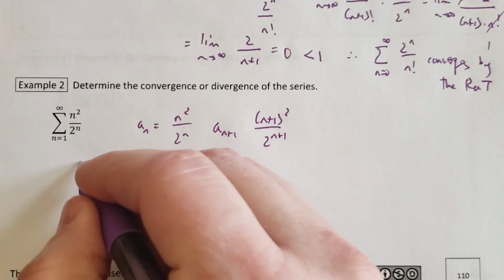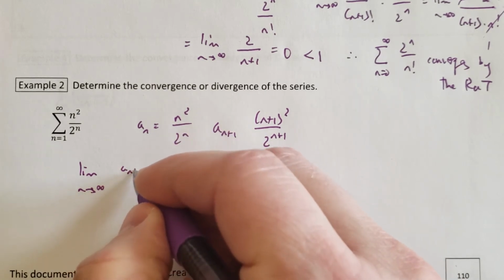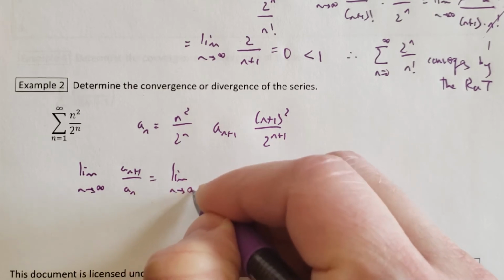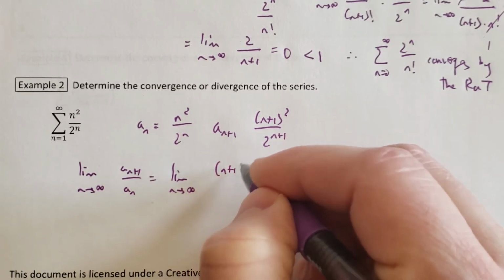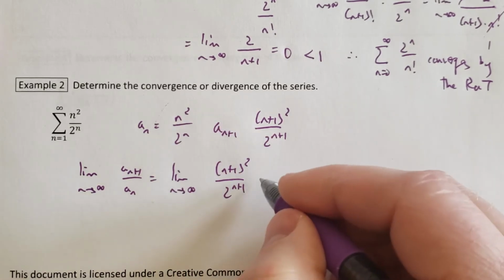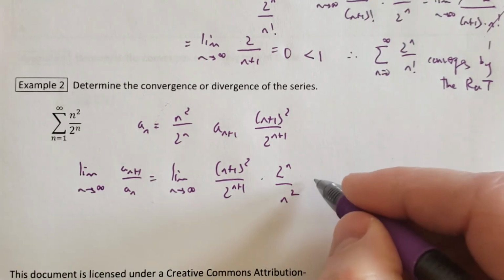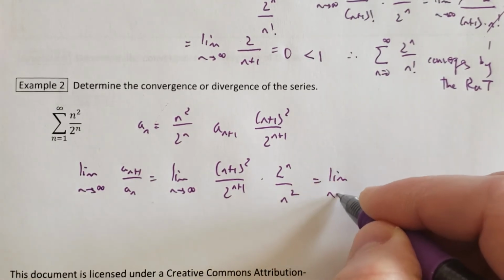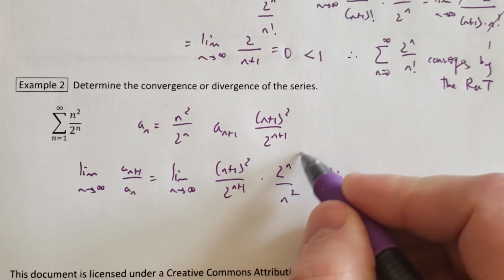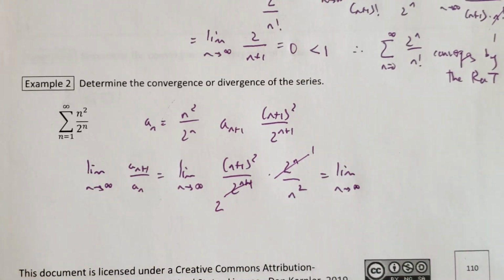All right, so we want to do the limit as n goes to infinity, a sub n plus 1 over a sub n. And that's the limit as n goes to infinity, (n plus 1) squared over 2 to the n plus 1. And again, you're dividing by a sub n, which in the end means you're multiplying by the reciprocal. All right, that's the limit as n goes to infinity. Again, 2 to the n plus 1 and 2 to the n, that's going to simplify and leave a single 2 in the first denominator.